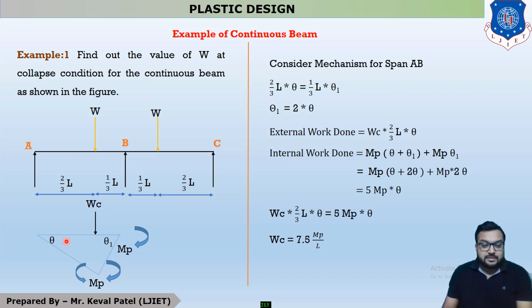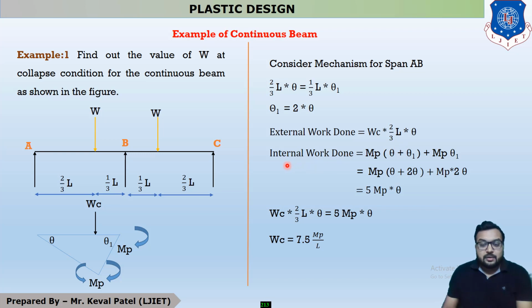This distance is 2 by 3 L and this distance is L by 3. The two deflection values at the point of load must be the same, so there is a relation between theta and theta 1: 2 by 3 L into theta is equal to 1 by 3 L into theta 1. So theta 1 is equal to 2 theta. Now the external work done is load into deflection under the point of load. The load is considered as the collapse load, so it is Wc into 2 by 3 L theta. This is your external work done.